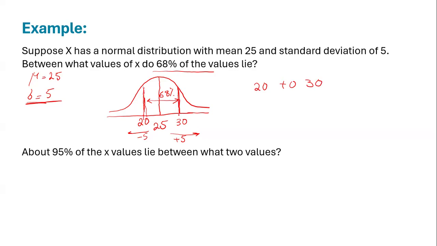Now it says about 95% of the X values lie between what values? Okay, based on the empirical rule, 95% of the data are within two standard deviations. So keep adding one more standard deviation. That means adding 5 on the right, which is 35, and subtracting 5 on the left, which is 15. Now, based on the empirical rule, I know that 95% of data are within these two values. That means 95% of data are within 15 to 35.